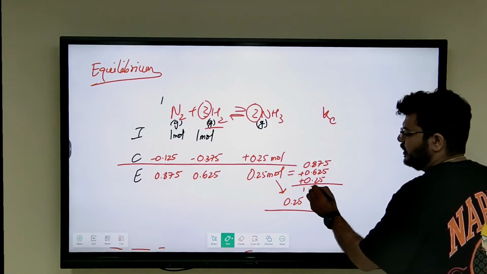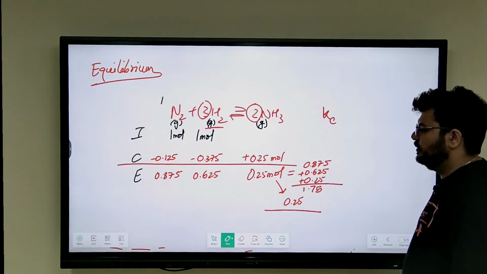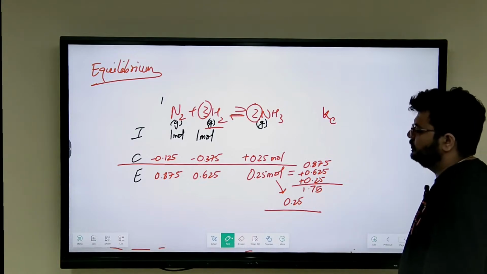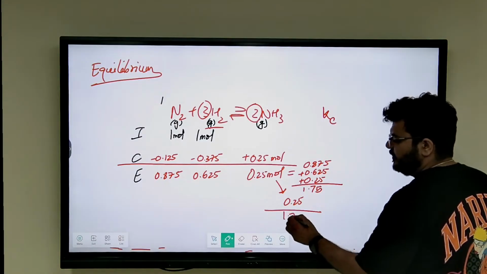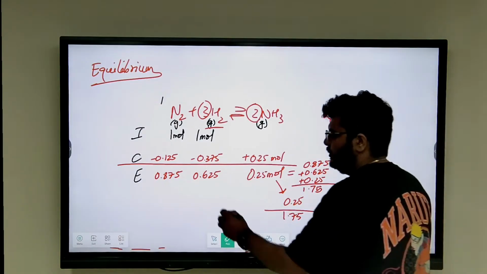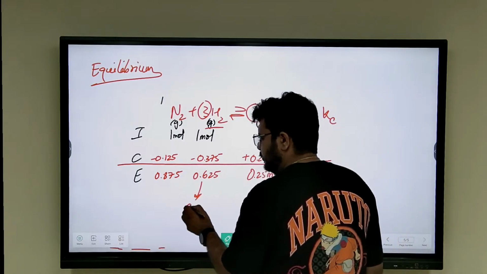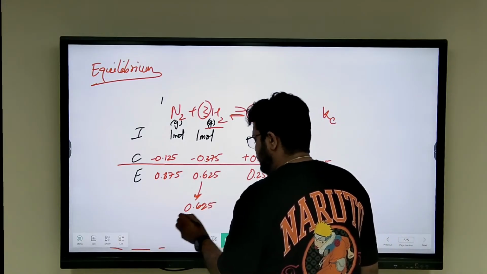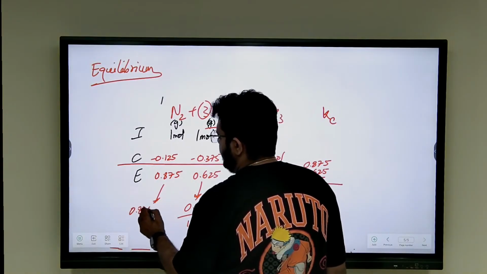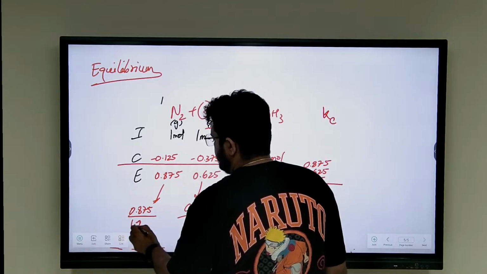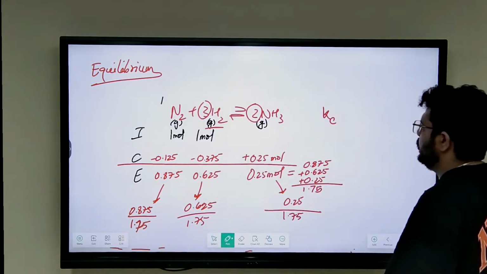875 plus 0.625 is 1.5, 1.5 plus 0.25, 1.75, right? Moles: 0.625 upon 1.75, this is 0.875 upon 1.75. So what will be your Kc?